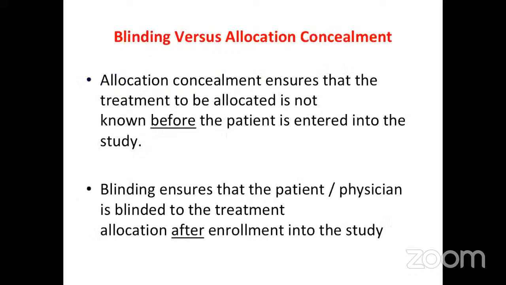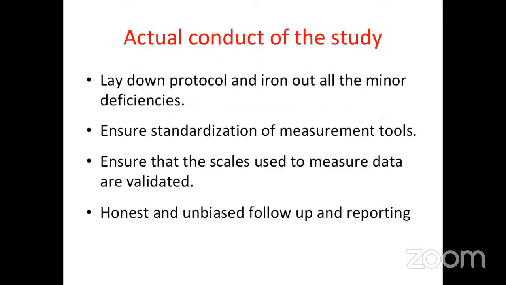So there is a difference between blinding and allocation concealment. Allocation concealment ensures that the treatment to be allocated is not known before the patient is entered, whereas blinding ensures that the patient and physician are blinded to the treatment after the enrollment into the study.